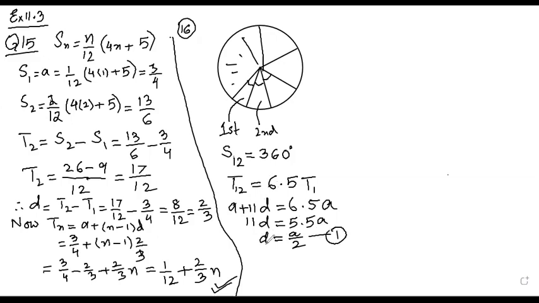Okay. Now, if we apply the Sn formula on this S12 equal to 360, so S12, if we apply the sum formula or Sn formula, so S12 should be equal to n upon 2 means 12 upon 2. First I write this, S12 is equal to 360 degrees. So S12 should be equal to 12 upon 2, 2a plus n minus 1 into d. So n is 12, so that is why 11d equal to 360.